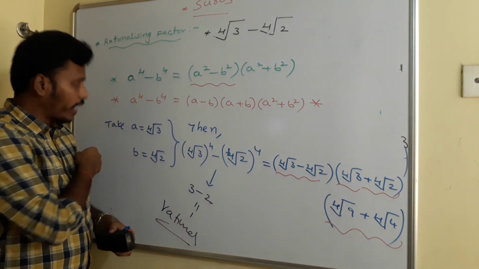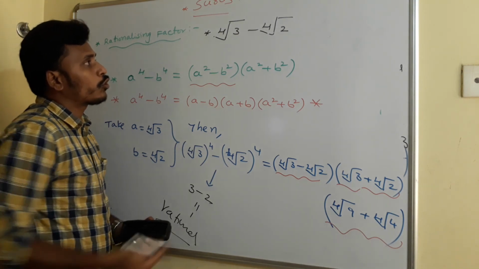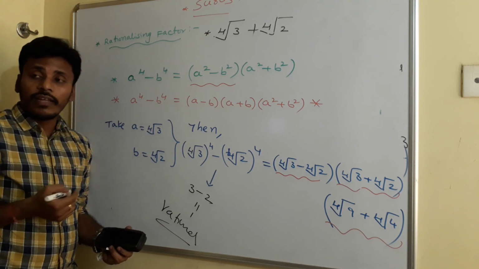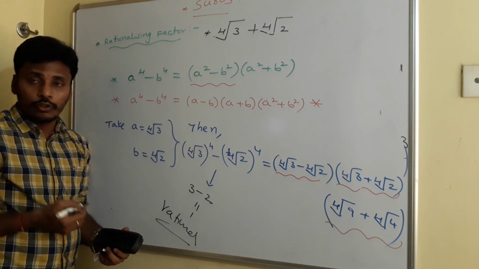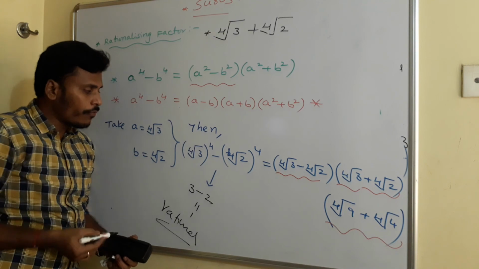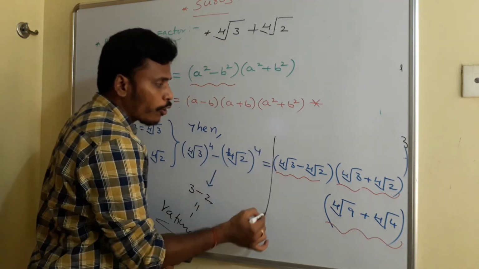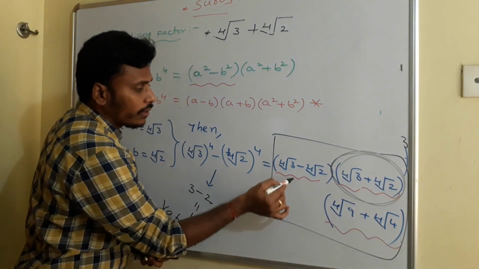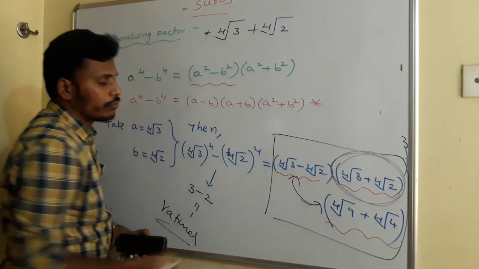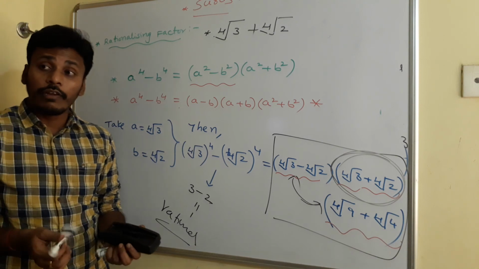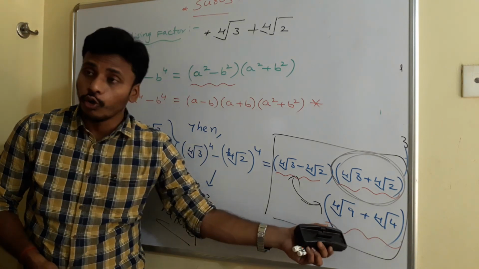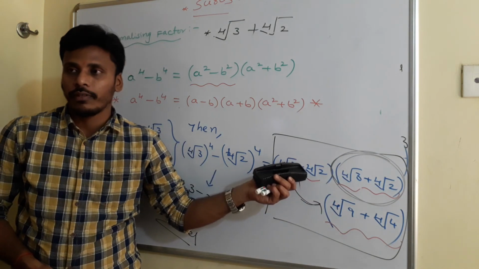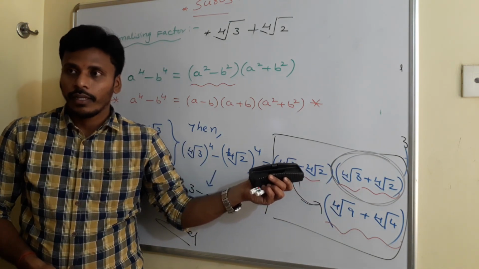If they ask you to find the rationalizing factor for 4th root 3 plus 4th root 2, then what do you do? Again you need to utilize the same formula, the same procedure. But if you look at the product here, you need to find the rationalizing factor for this middle number, then the rationalizing factor is the product of these two. You think in such a manner. For example, if they ask you to find the rationalizing factor for 4th root 9 plus 4th root 4, then that rationalizing factor is the product of these two numbers. It's clear, I think.